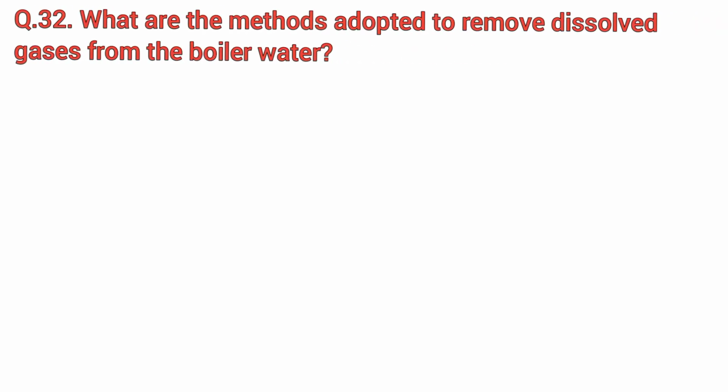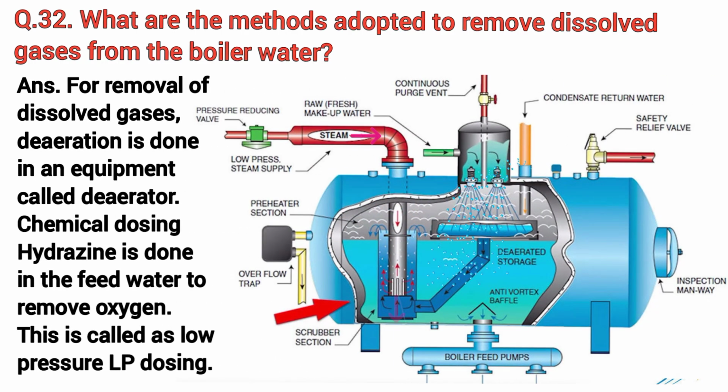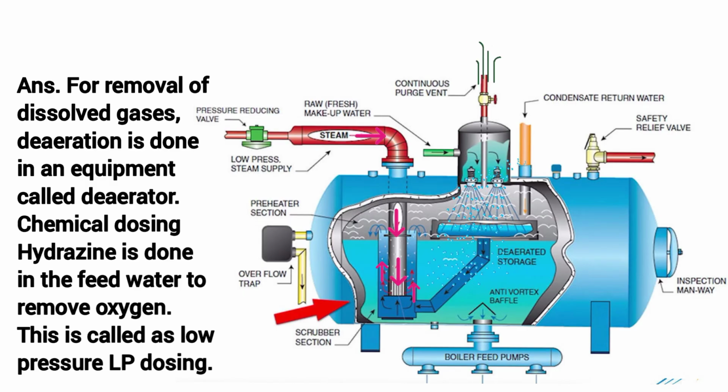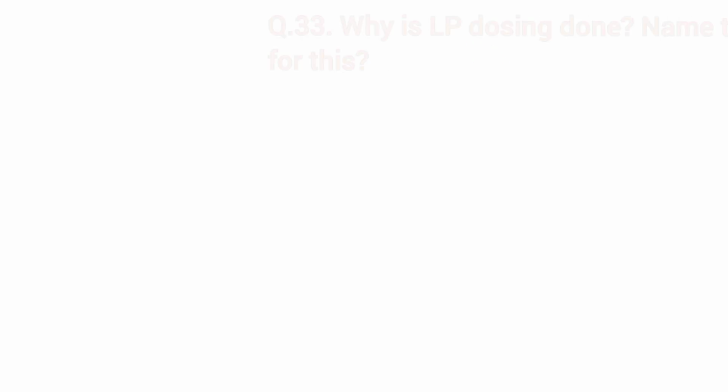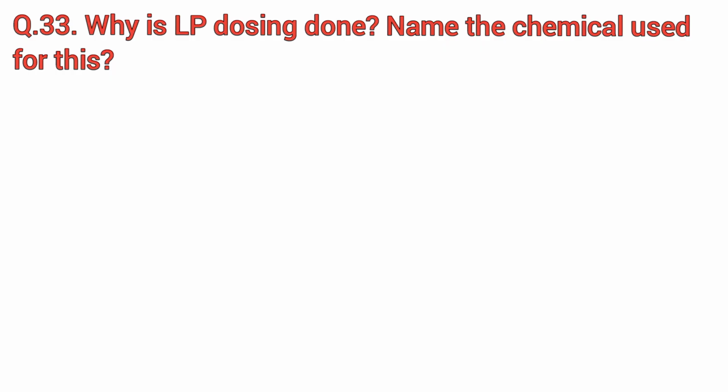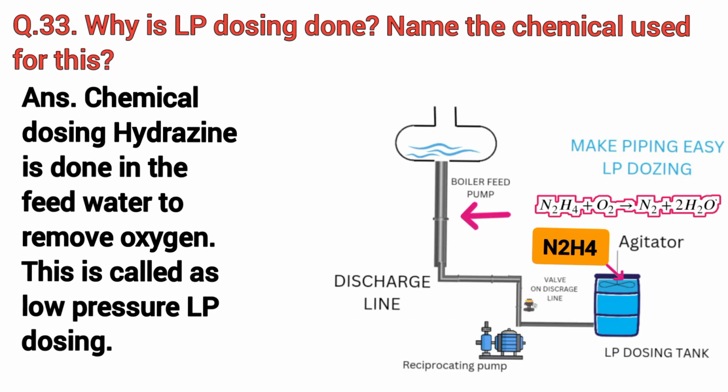What are the methods adopted to remove dissolved gases from the boiler water? For removal of dissolved gases, deaeration is done in an equipment called deaerator. Chemical dosing, hydrazine, is done in the feed water to remove oxygen. This is called as low-pressure (LP) dosing. Why is LP dosing done? Name the chemical used for this. Hydrazine is dosed in the feed water to remove oxygen.